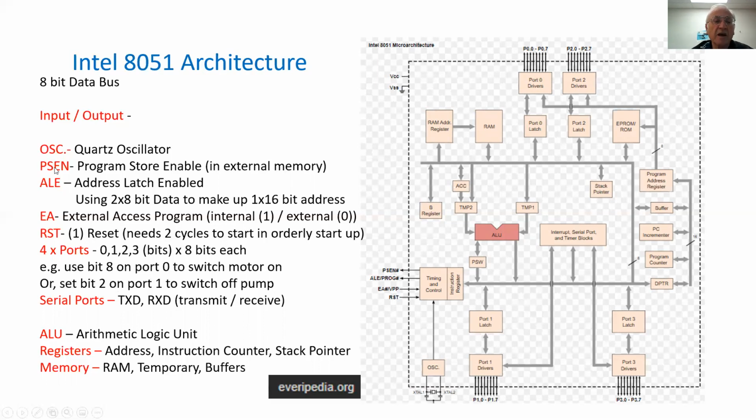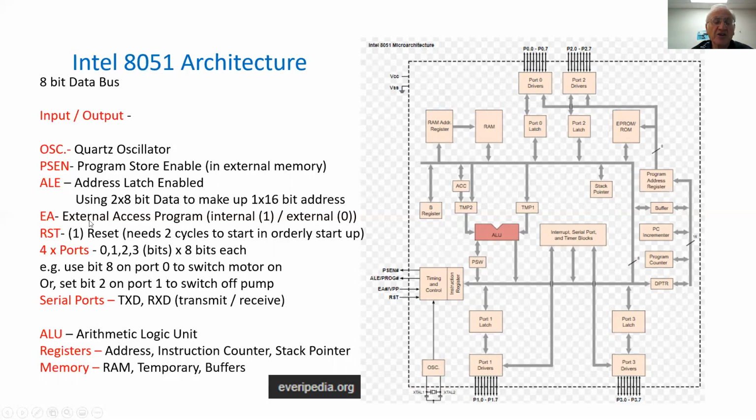There is the PSEN over here, which is the program store enable, and that allows getting an external memory. There is an ALE, which is address latch enable. Each one of these ports provides 8 bits, but the addresses are 16 bits, and therefore we need the latch in order to combine the two inputs from these two ports in case we combine them into a single address value.